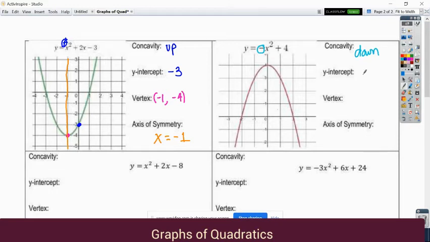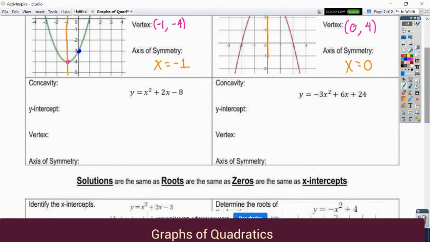When we look for the y-intercept, I hope that you found right where that crossed the y-axis. This was at +4. We can look for the vertex. Coincidentally, the vertex is the same as that y-intercept here. My vertex is the ordered pair (0, 4). And when you draw that axis of symmetry through it, this is going to be at x equals 0. That axis of symmetry is right along the y-axis.